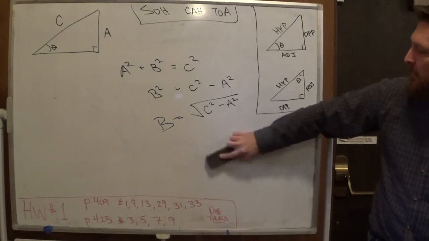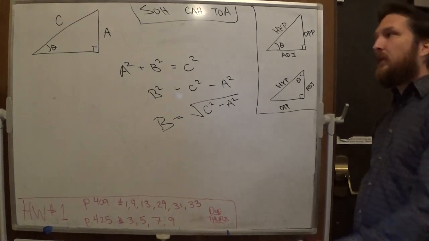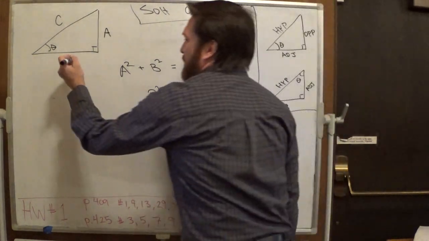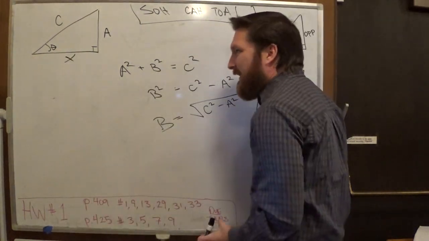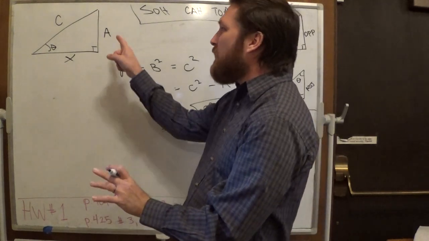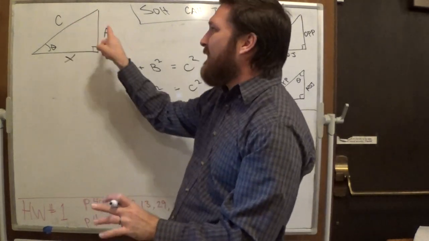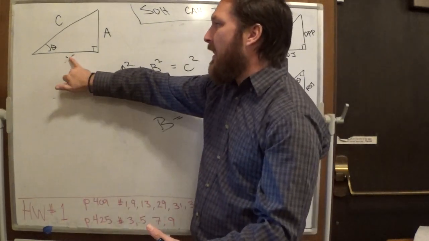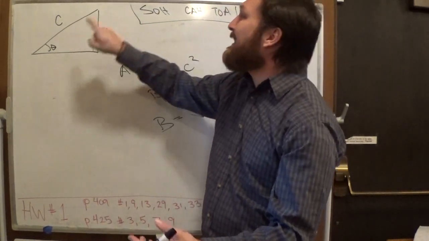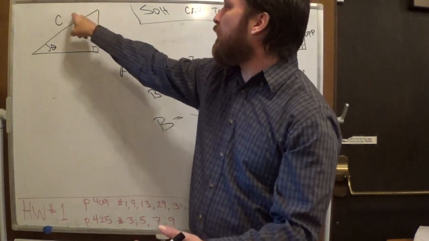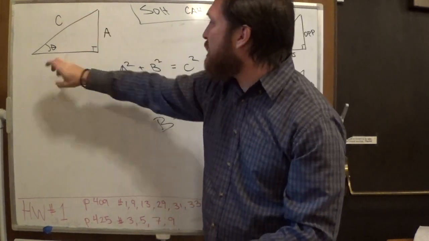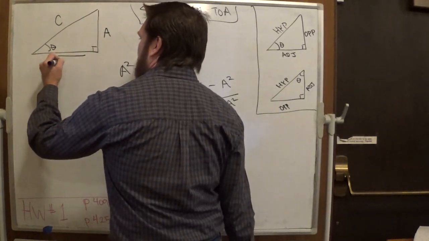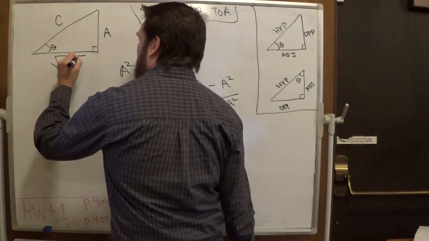In general, if you're only given these two letters, don't bring in a new letter, like calling it x. Your answer should be in terms of the given letters. Just like before, we were given a 1 and a 3, and from that we could determine the other one. Same thing here: you want this in terms of your A and your C.